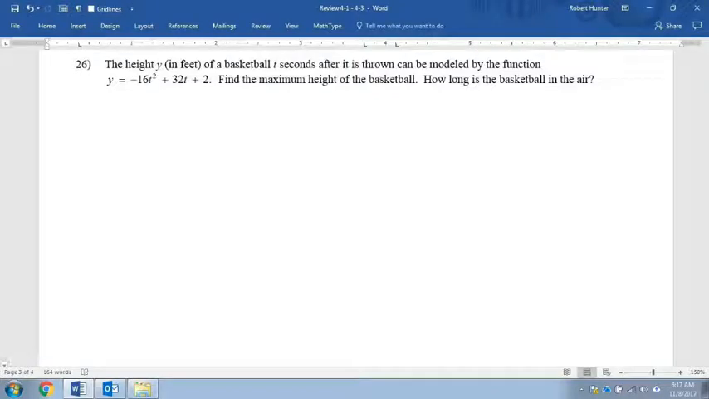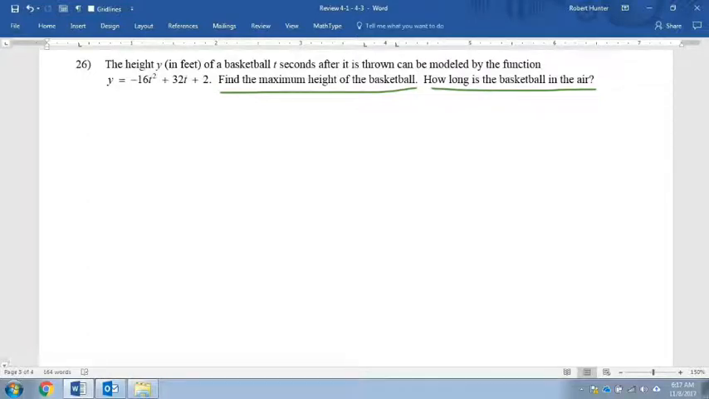Alright, number 26. The height, y, in feet of a basketball, t seconds after it is thrown, can be modeled by the function blah. Find the maximum height of the basketball. So there's one statement. How long is the basketball in the air? There's your other statement.